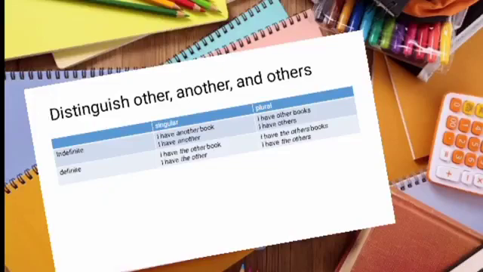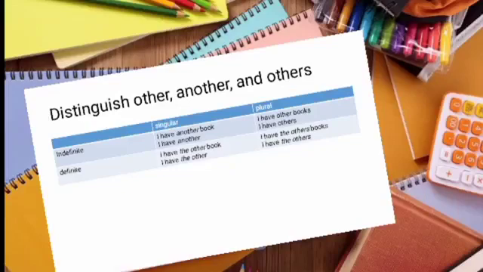Okay, pay attention to indefinite. If the sentence is singular, you should put another. For example, I have another book. I have another. If the sentence is plural, you should put other. For example, I have other books. I have others.